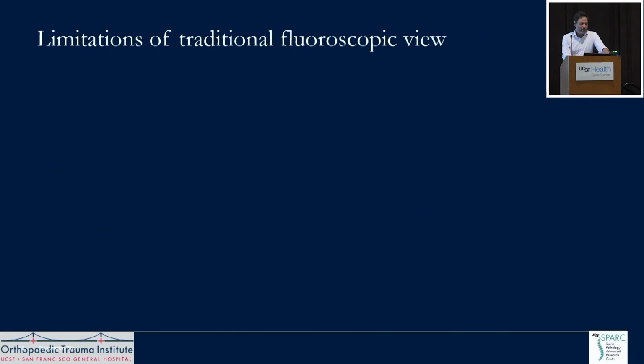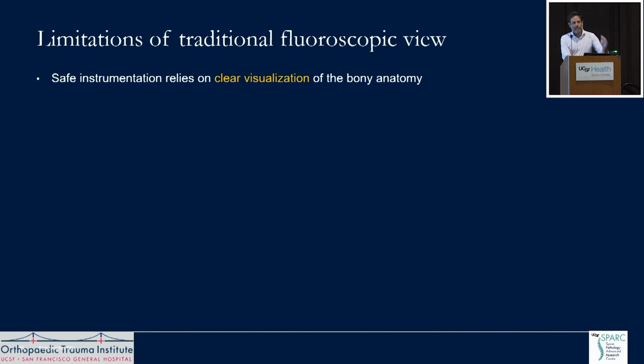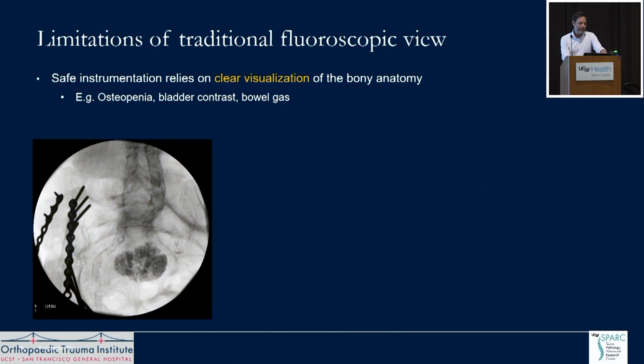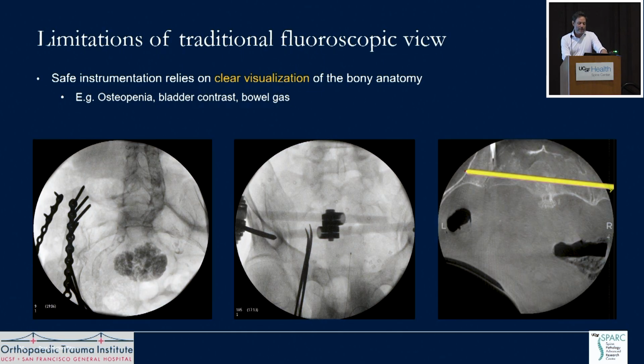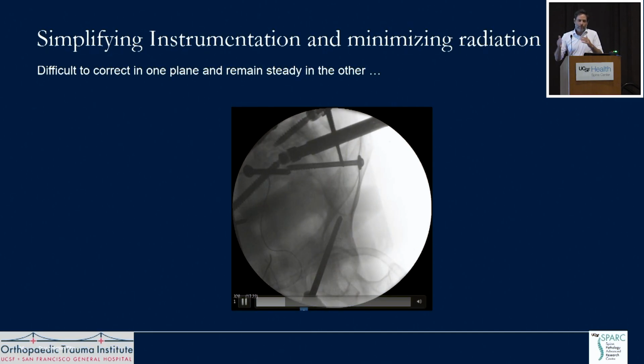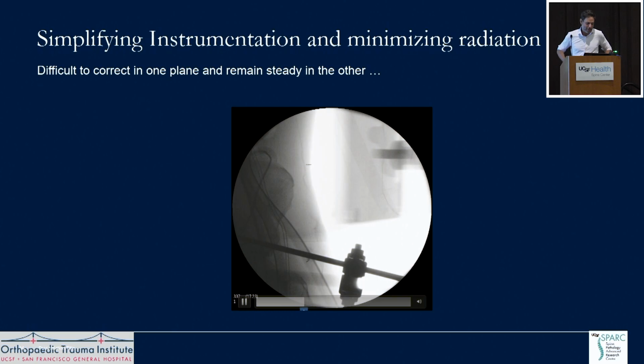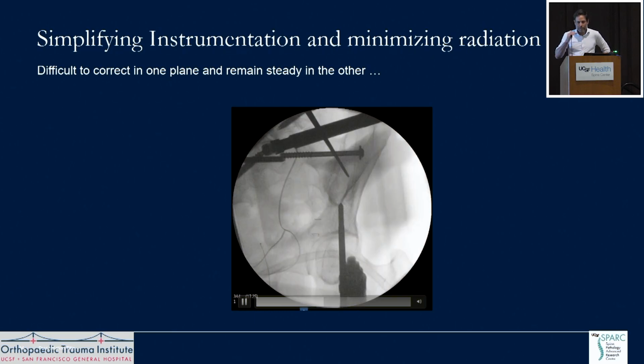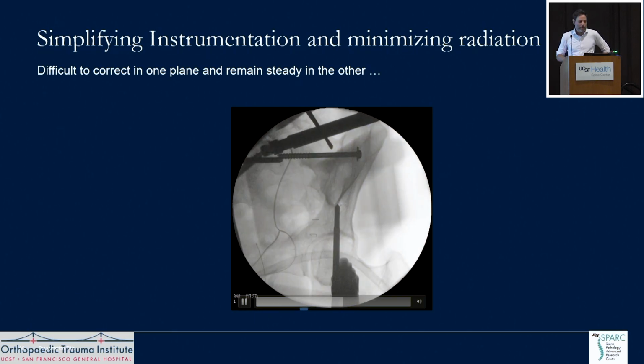But what are some of the limitations? You really need to be able to clearly visualize the anatomy. Some patients have osteopenia, bladder contrast in the setting of trauma, or a lot of bowel gas. Sometimes it's difficult to really delineate the sacral foramen, as in these pictures here. In these settings, you can utilize navigation and it provides some value. And when you're doing fluoro, you're going between one or two views. It's similar to Lionel's whack-a-mole concept: it's really difficult to stay steady in one plane and shift to the other.